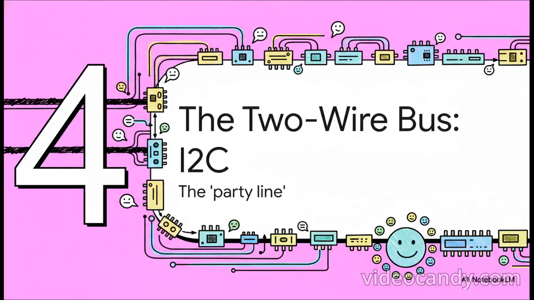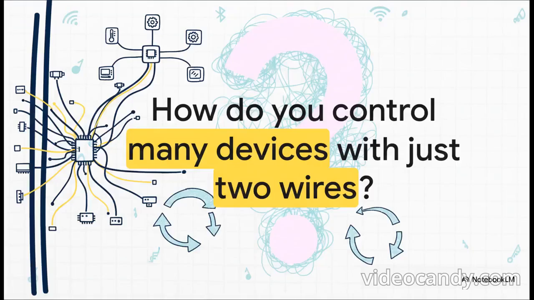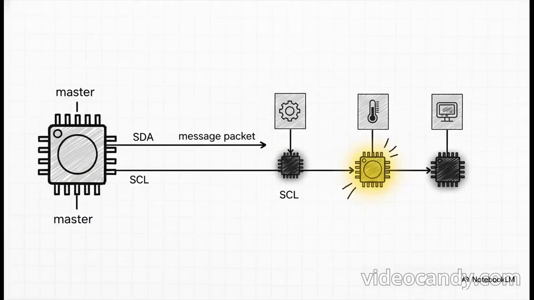So, we've seen a simple 2-way chat with UART and a one-to-many system with SPI. But what if you want to connect a whole bunch of devices with the absolute fewest wires possible? Well, that brings us to section 4, the two-wire bus, I2C. You can think of this as a party line where lots of different devices can all listen in and talk. And this is the central puzzle that I2C solves, right? If SPI needs an extra wire for every single new device, but you've only got 2 wires to work with, how could you possibly manage a whole network of sensors and chips without it all just turning into total chaos?